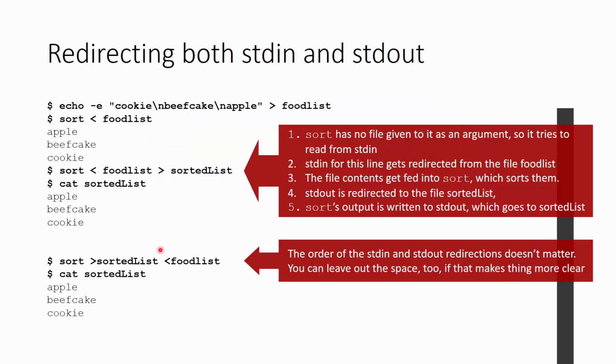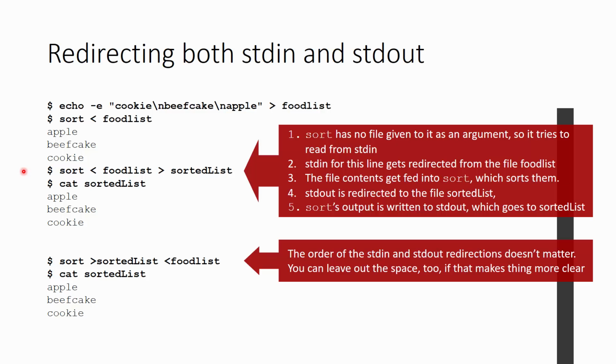Let's take a look at redirecting both standard in and standard out at the same time. So at the top, again, we define our food list file in the same way we have before, and then I'm going to run the sort command, where it is going to try to grab data from standard in. And where does that standard in data come from? From the food list file, which has been fetched by this less than operator. And the output of that, of course, is sorted data.